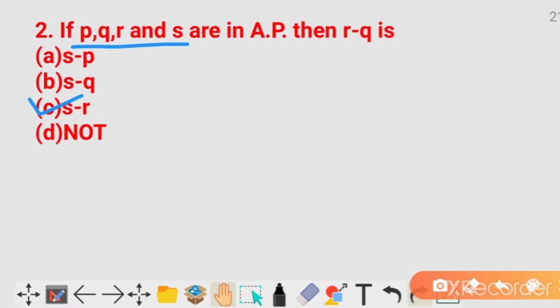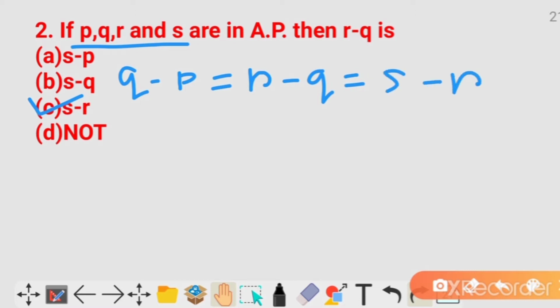Okay, so that means the common difference between Q and P is Q minus P, which is equals to the difference between R and Q, that means R minus Q, which is equals to the difference between S and R, that means S minus R. Okay, so you can see that R minus Q is equals to S minus R. So the answer is option C.